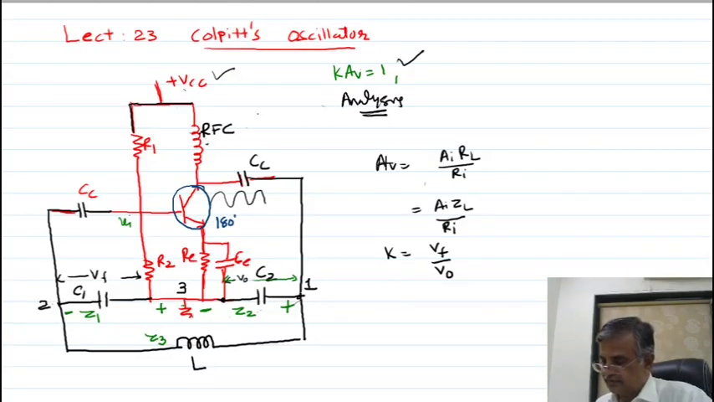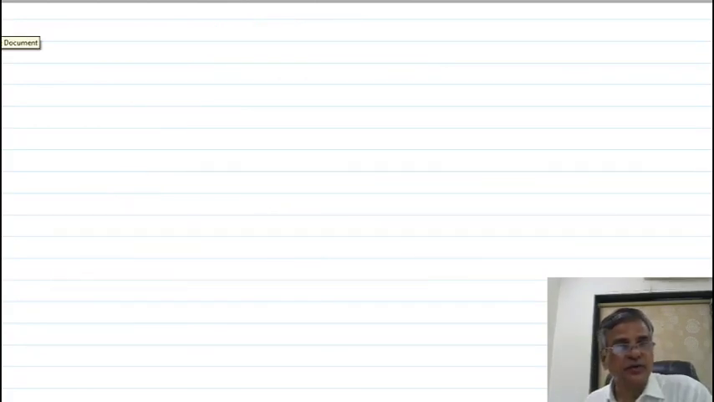Now to calculate this AV and K, let us first draw its equivalent circuit. The equivalent circuit we have already drawn in the Hartley oscillator, the same circuit is there. In that, Z1 is L1, Z2 is L2 and Z3 is C. In this, Z1 is C1, Z2 is C2 and Z3 is L. So let us draw the equivalent circuit of a Colpitts oscillator, which I am showing here.